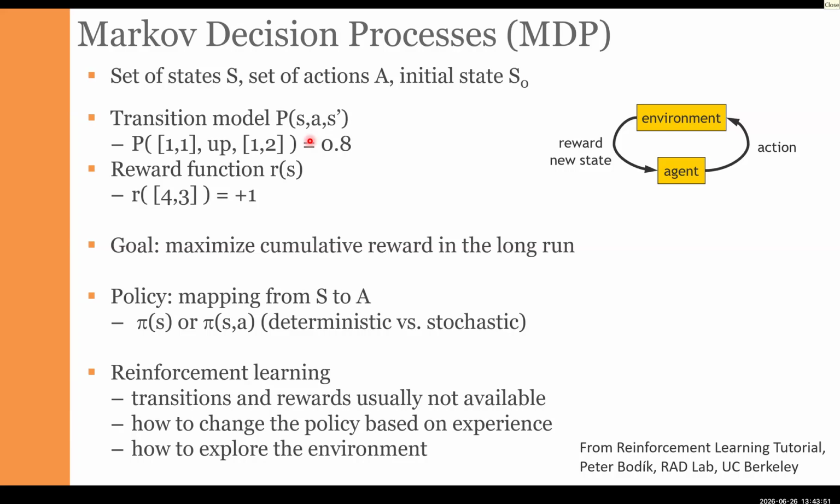But the typical assumption of RL is that the transition model can be either defined or learned, and the reward function is specified. So once both of those happen, then we can define the goal, which is to maximize the cumulative reward. And then what we want to learn is the policy. So policy is how you choose the action based on the state. So that's what the policy is.